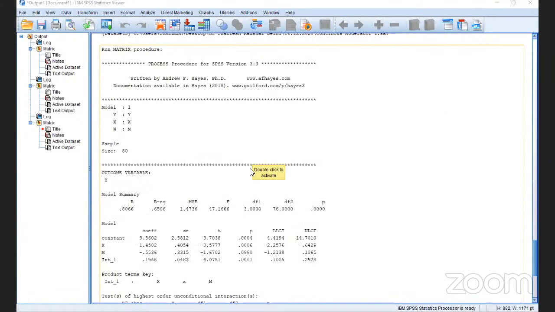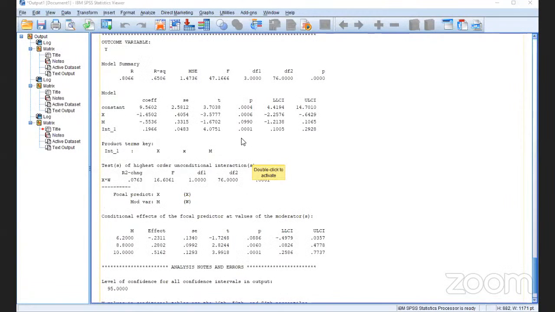So in this case we will see whether the interaction effect is working or not. Here we can see the p value of the interaction. It is 0.001. So this is the interaction effect. Here R value is 0.8, R square 65.06%, and it is significant.